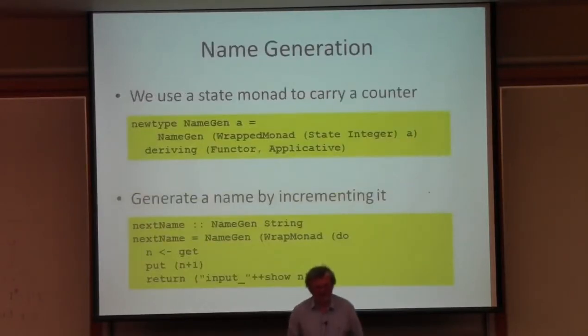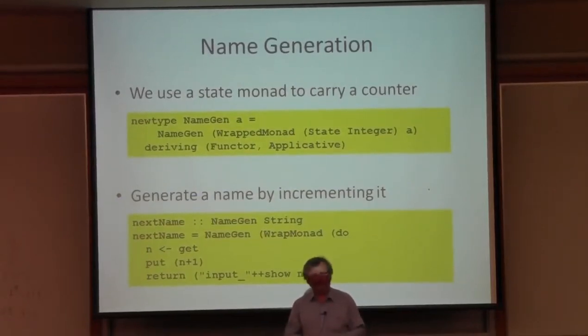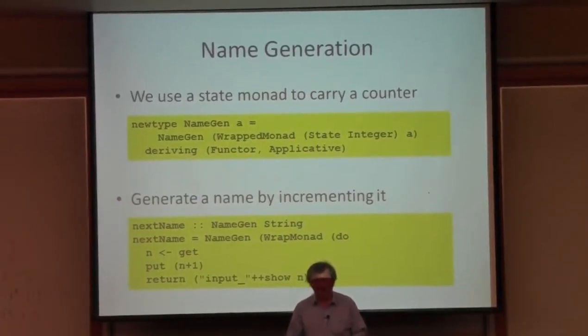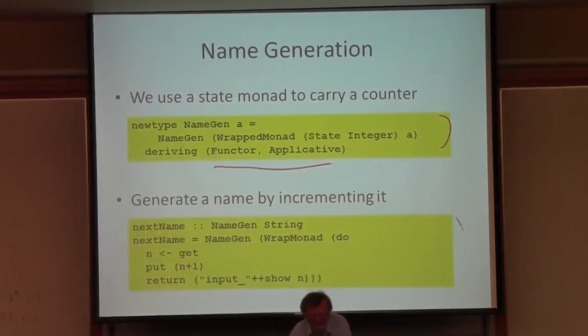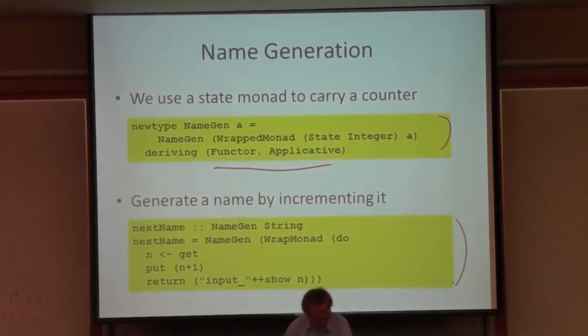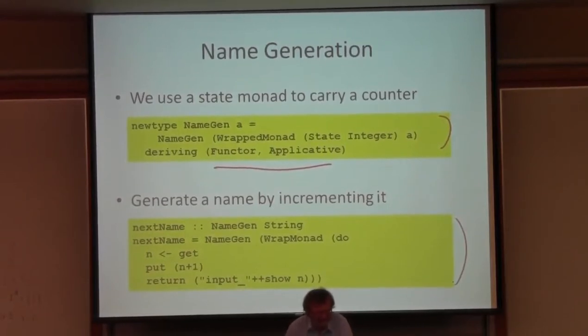Okay, here's name generation. What are we going to do? We just need unique names. Let's use a counter. We can take a state monad with an integer state and wrap it. Here's a type. We derive most of the stuff. We just have to implement the name generator. And it's a simple piece of monadic code. It just increments the counter and returns a suitable string.